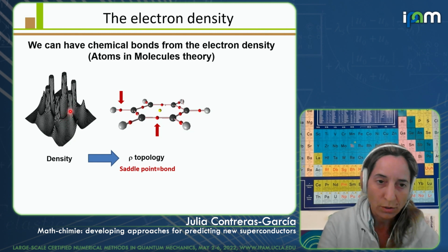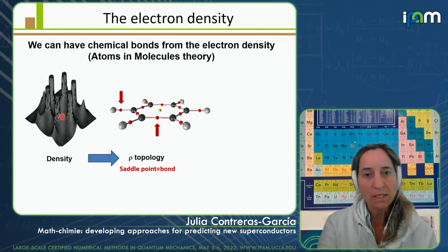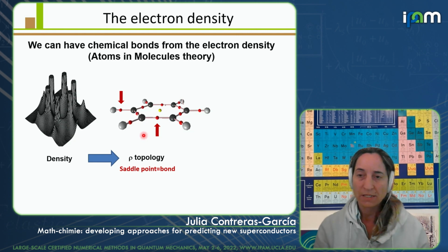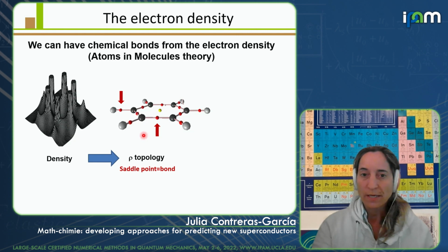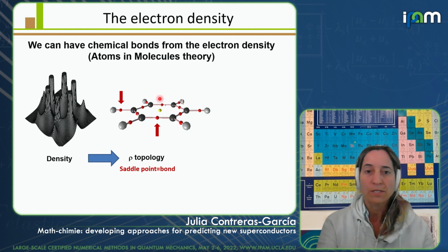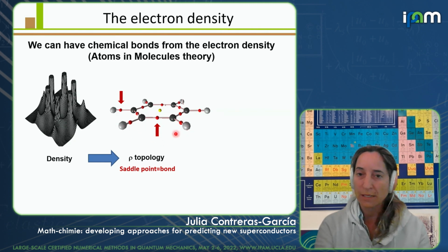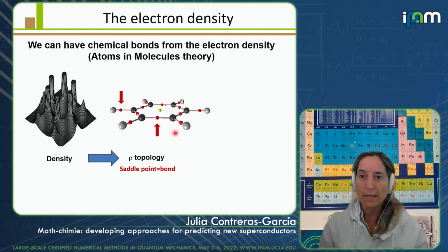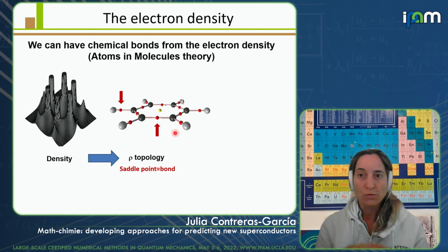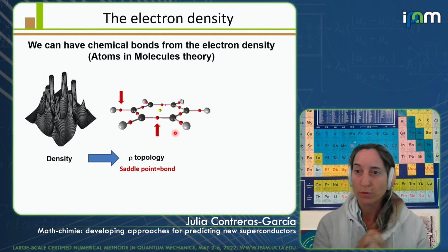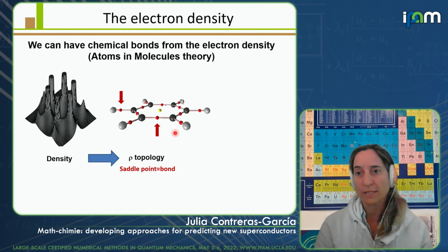So these first order saddle points, which are reflected here by the red spheres, will be assimilated to chemical bonds. In this way, we can tell that carbons are linked together, carbons and hydrogens are linked together, but for example, there is no link between neighboring hydrogens. So this is a way that people coming from quantum chemistry used to know when there is a bond or not, when we don't know the system.